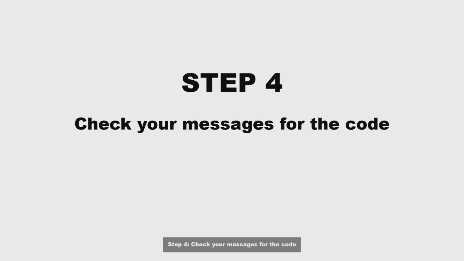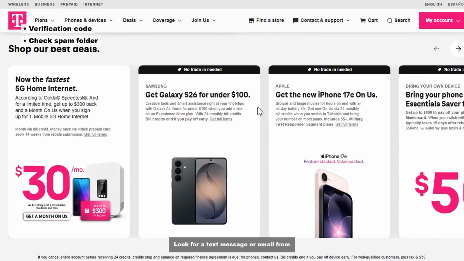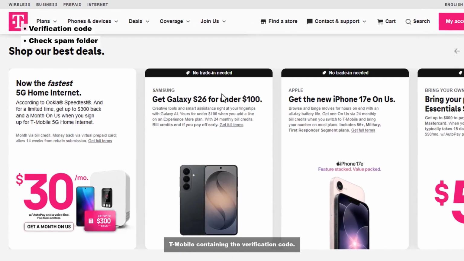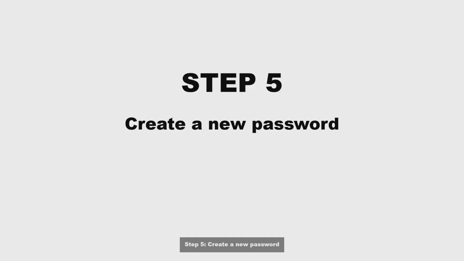Step 4. Check your messages for the code. Look for a text message or email from T-Mobile containing the verification code. Enter this code on the website to proceed. Step 5. Create a new password.